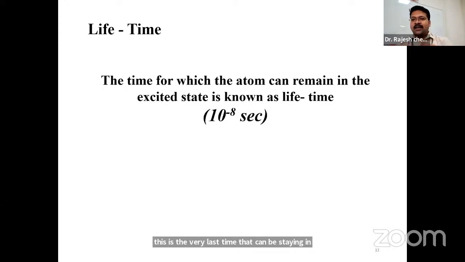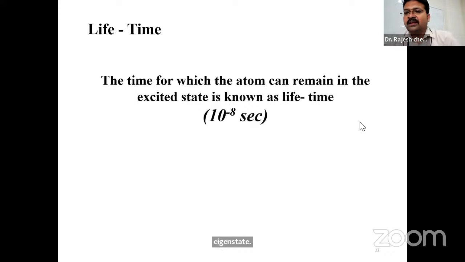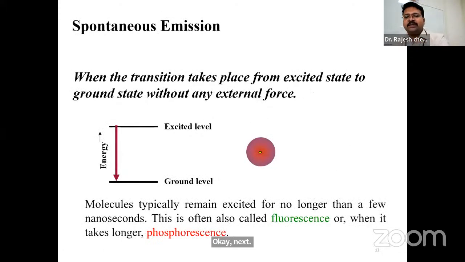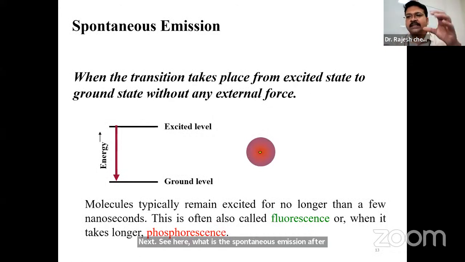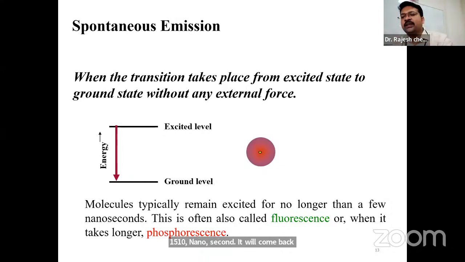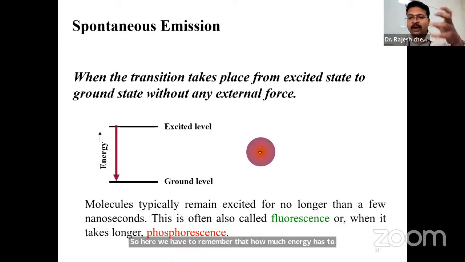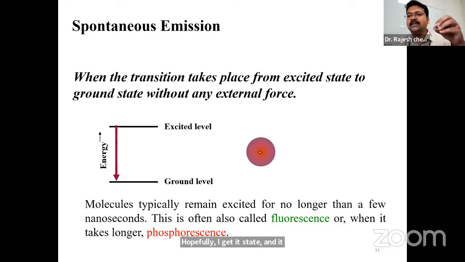Next, see here, what is spontaneous emission? After going to the excited state, within 10 nanoseconds it will come back to its ground state and give back the energy it has taken. So here we have to remember how much energy it has taken into the excited state, and when it comes back to its original state, it releases not the same energy of photons, because it has taken some energy to go to the higher energy level.